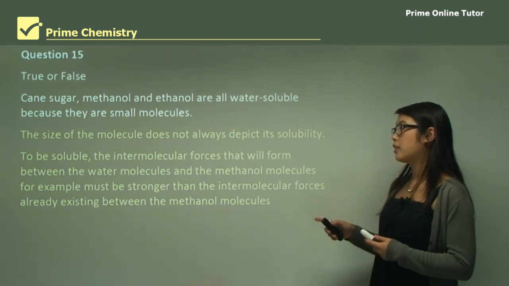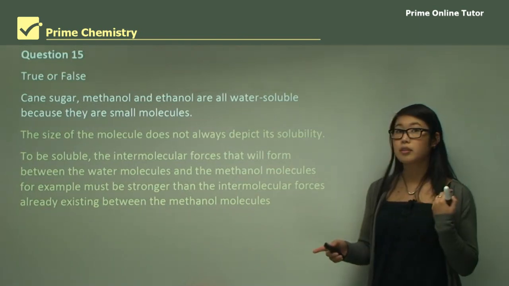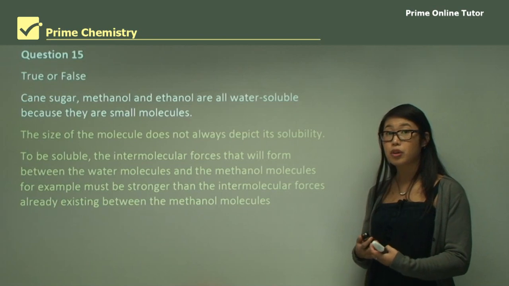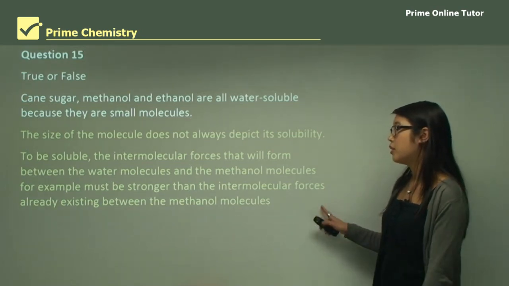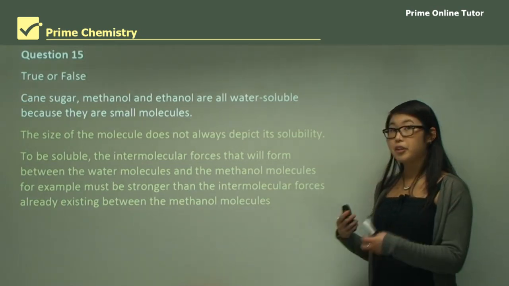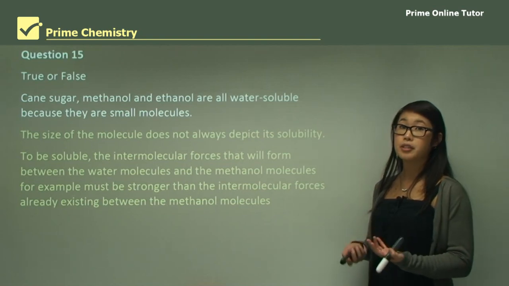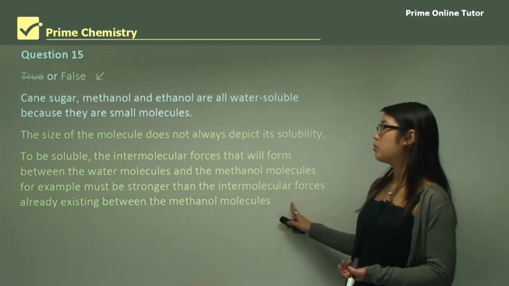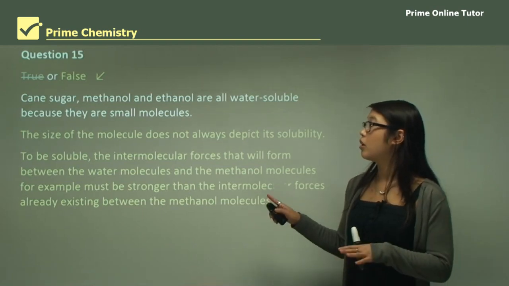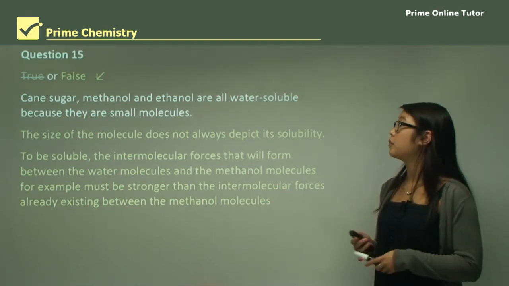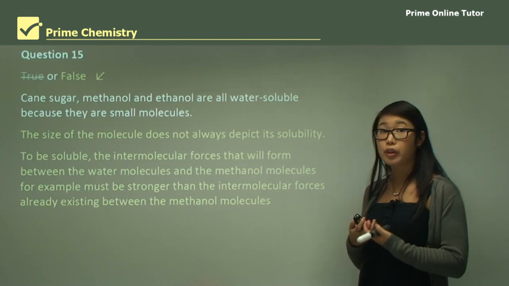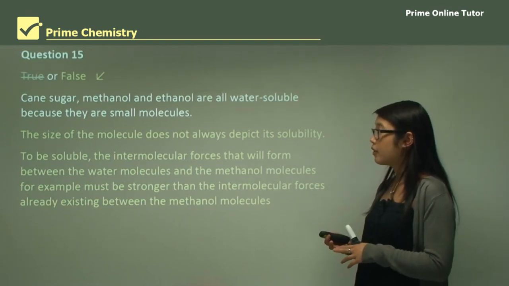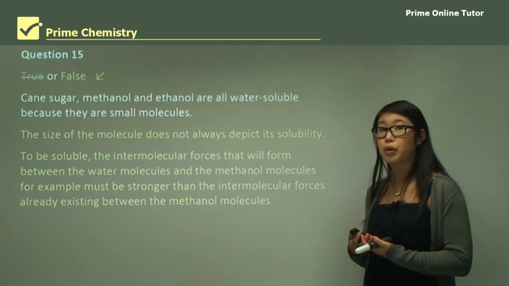So in this case, they must be stronger. The water and the methanol interactions must be stronger than the methanol-methanol ones. So we need to overcome the methanol-methanol ones to break it up and make it soluble. So in this case, for methanol, it's false because not all of them are involved. Sometimes we have strong intermolecular forces, and therefore they can be disrupted with water.